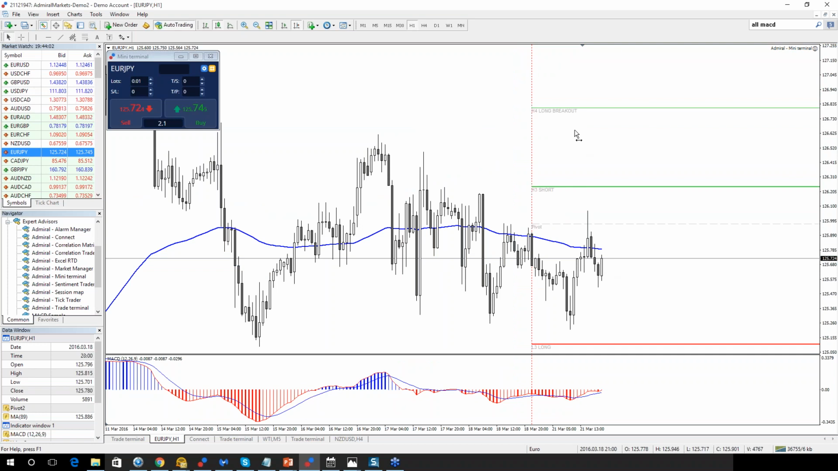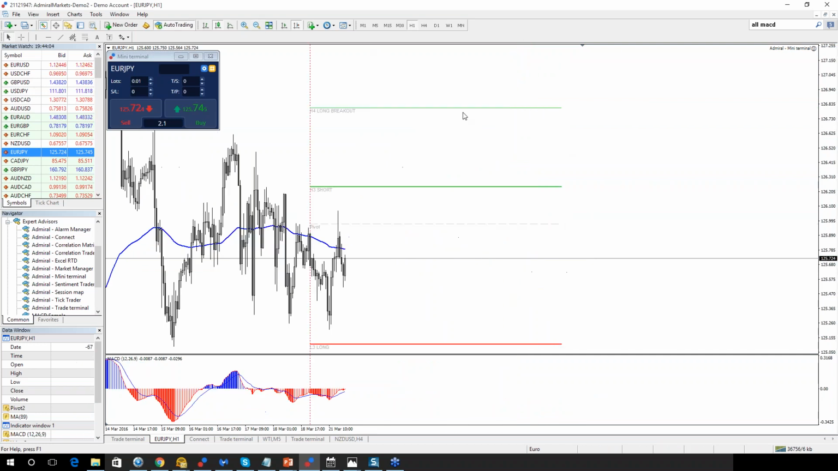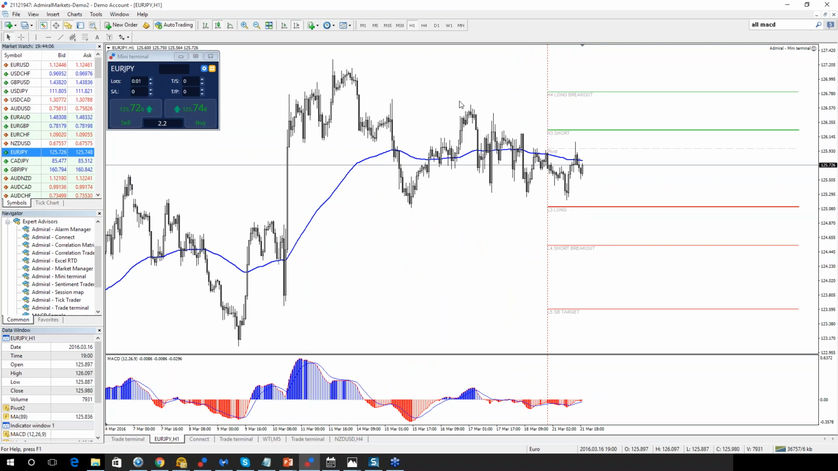Well, you see, euro yen, guys. This is huge congestion here. Simply like a range here. It doesn't look good. To me, this pair, I wouldn't trade it. I wouldn't trade this pair. Look at this. Congestion. Look. I wouldn't trade it, to be honest.